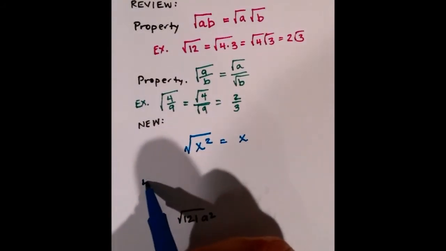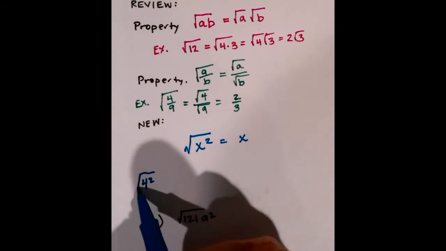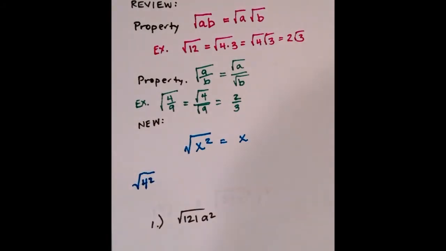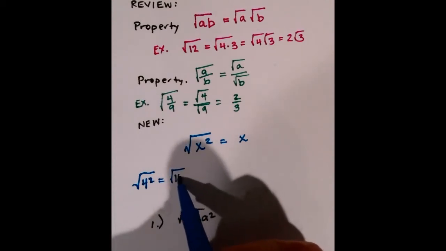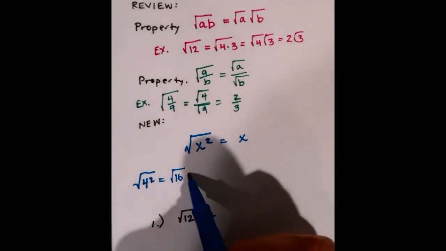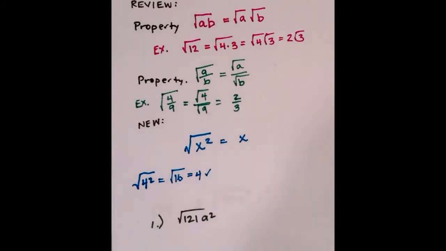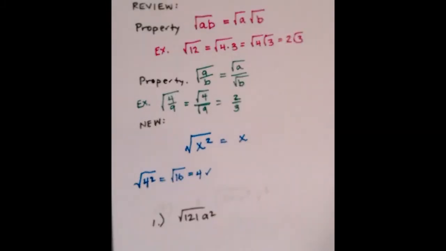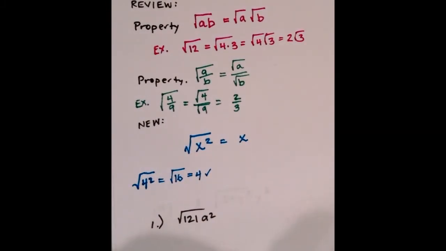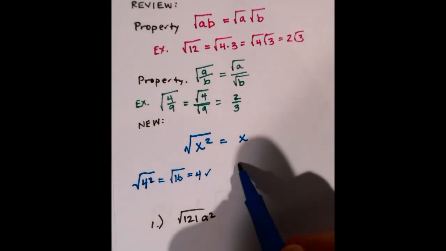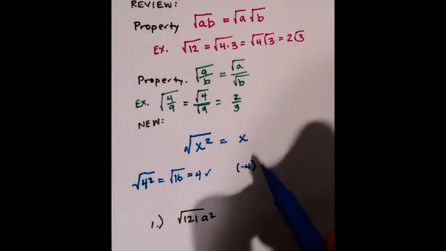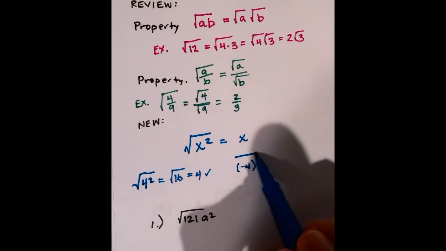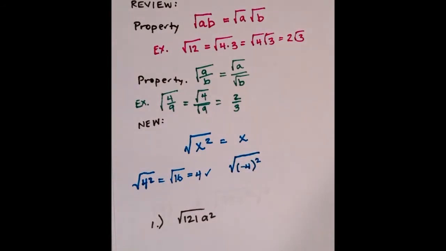Let's say I had the root of 4 squared. That's equal to the root of 16, which is equal to 4. So you're like, well, wait a minute, Mr. Cubic, that is right. That is a math trick for morons. But what if I did negative 4? I square that, and I take the root of that.